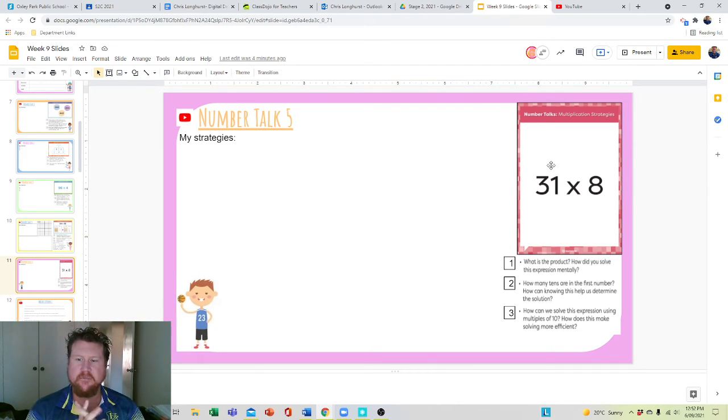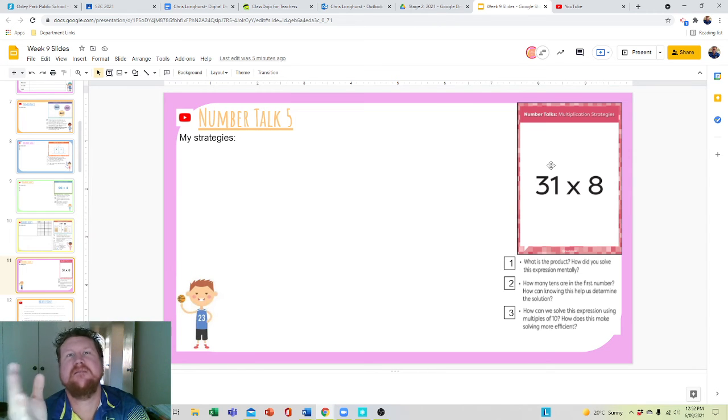How can we solve this expression using multiples of 10? But I already did that. Cool. I just made this so much easier. After solving the first question, breaking it down the way I did, I made the last 2 questions super easy for myself, didn't I? It's the same question. Multiples of 10.